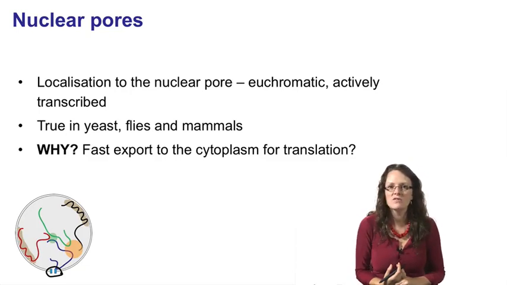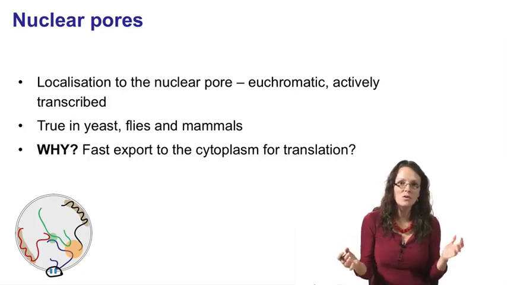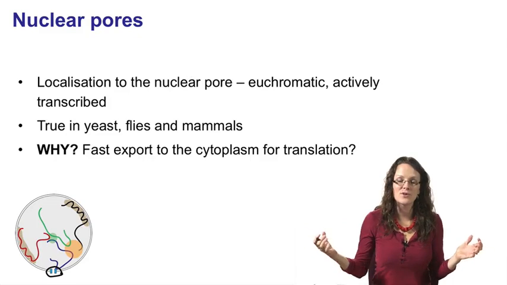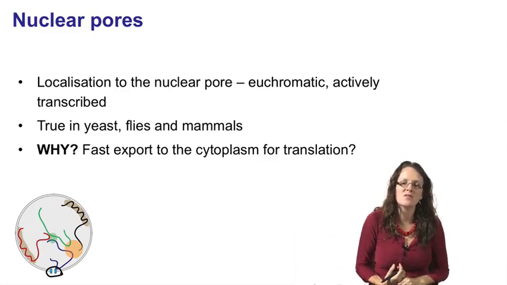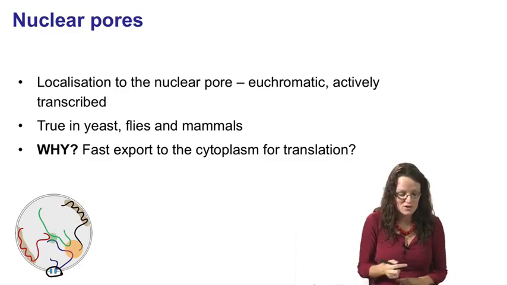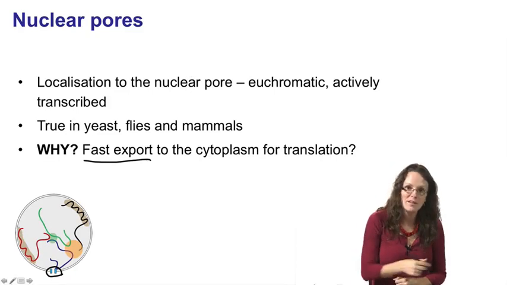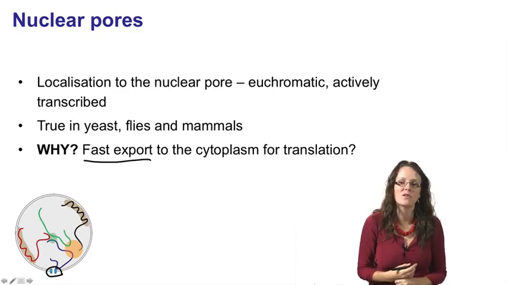So it's not just found in mammals in this case, but in fact it's found in yeast, in flies, in basically all organisms between yeast and mammals. So there must be some reason that there can be euchromatic genes associated near the nuclear pore. And while we don't really know yet what this reason is, we can suggest that maybe it's because it just allows fast export. So if something is being transcribed at the nuclear pore, it can rapidly get out and get to the ribosomes where it will be translated.